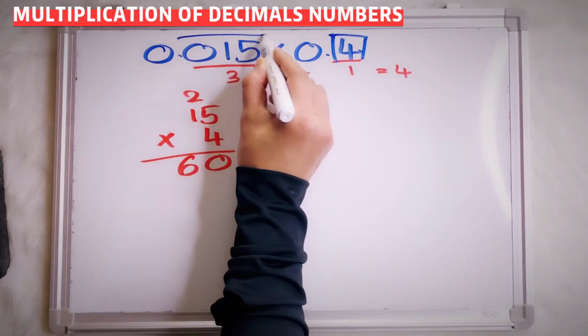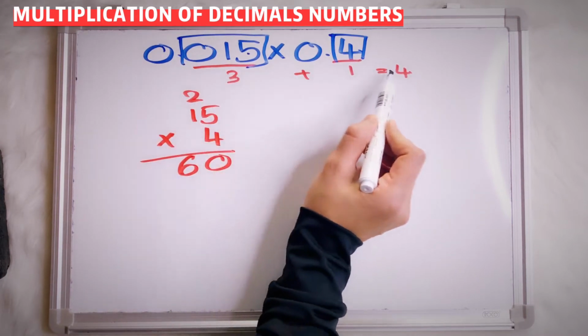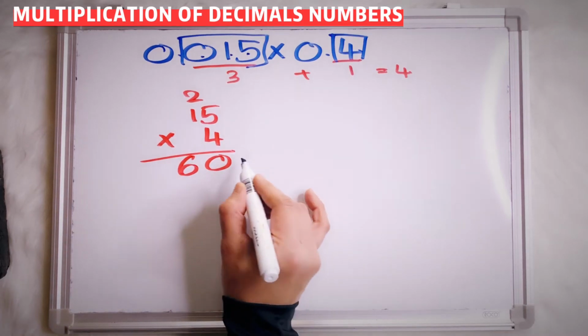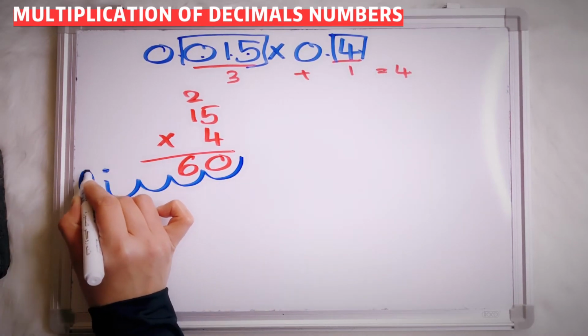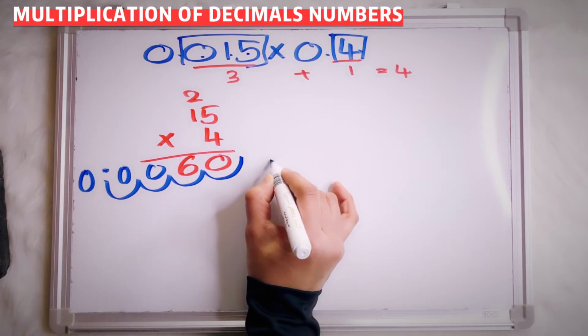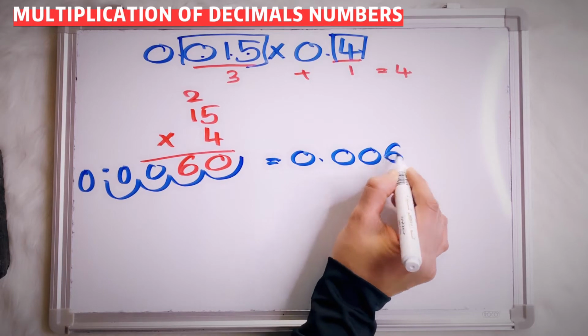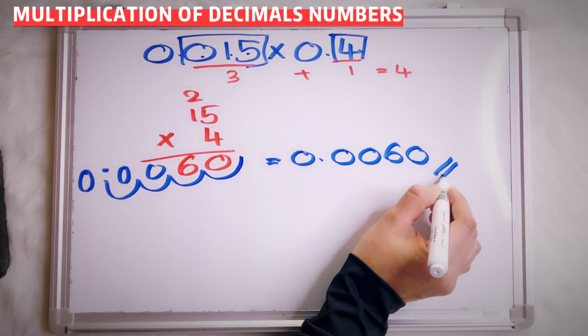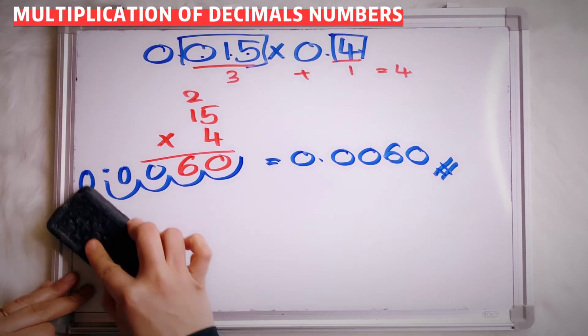1, 2, see, 3 plus 1, 4, right? 1, 2, 3, 4. So your answer will be 0.0060. Okay? Alright, next.